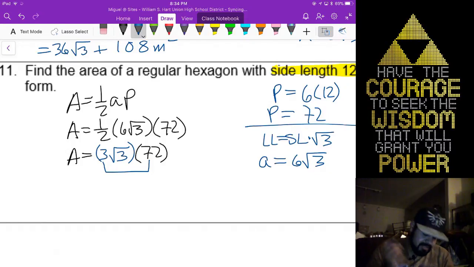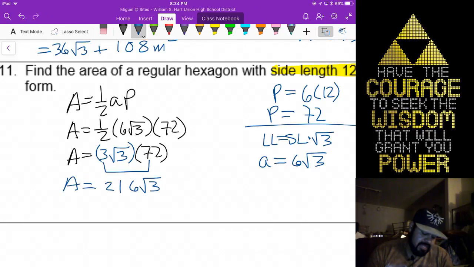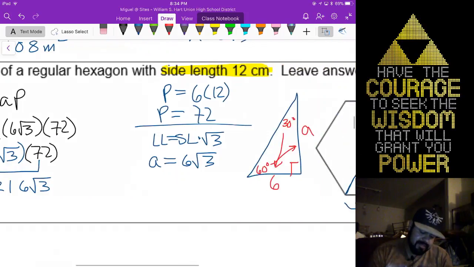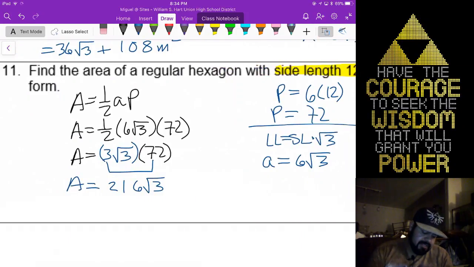So then we're going to do 3 times 72, which is, I believe, 216 rad 3. What are my units? Centimeters. So centimeters squared. That looks kind of weird. I'm going to fix that. There we go.